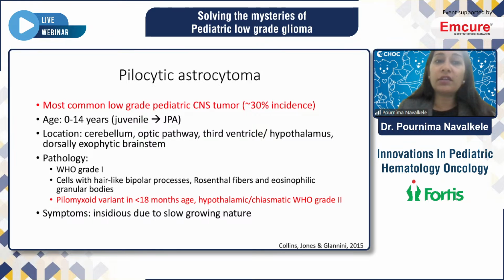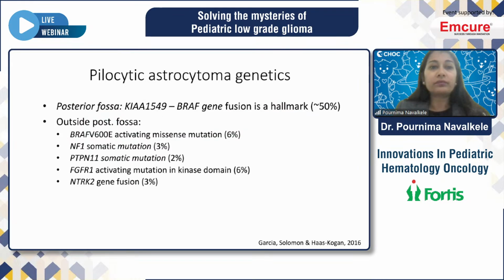It involves the 0 to 14 years age group and is located in the cerebellum, optic pathways, third ventricle, hypothalamus, and dorsally exophytic brainstem. The pathology is characteristically WHO grade 1, and the specific characteristics under the microscope are the Rosenthal fibers and the eosinophilic granular bodies. There is a specific pilomyxoid variant which is seen in infants and typically involves the hypothalamic chiasmatic area and is categorized as WHO grade 2. The symptoms related to pilocytic astrocytoma can be quite insidious in onset because of its slow-growing nature. The genetic hallmark for the posterior fossa pilocytic astrocytoma is the KIAA1549-BRAF gene fusion, which is seen in up to 50% of patients.